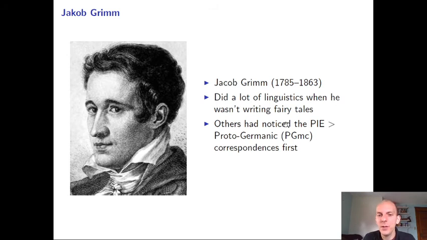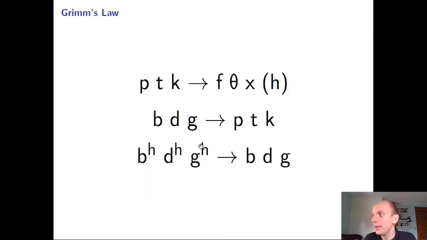Other people had noticed these kinds of similarities, that Rasmus Rask, for instance, was already talking about with this P to F correspondence, but for some reason Grimm gets credit for it. He was good, but there's a little bit of an eclipsing going on here. Anyway, for whatever reason, these sets of laws bear his name. This is Grimm's law, and it's essentially what Rasmus Rask noticed earlier.